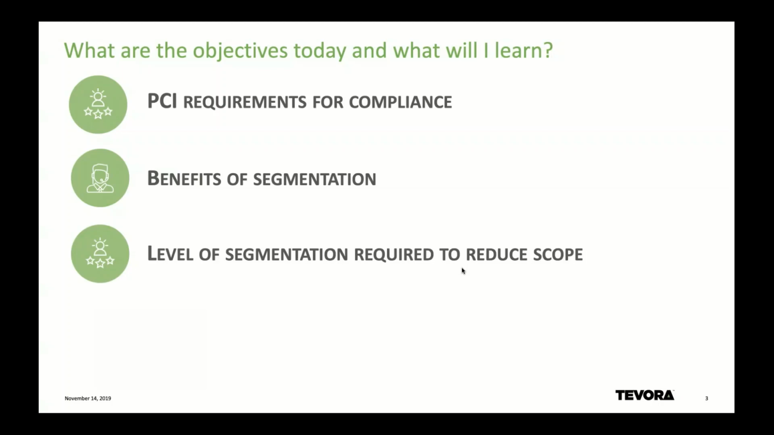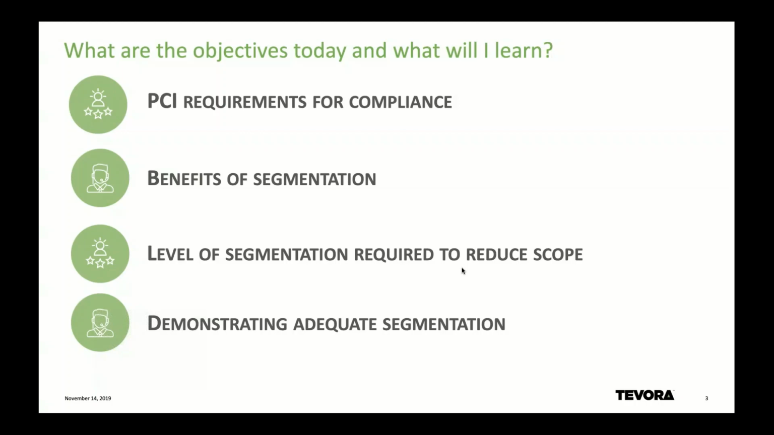When we talk about segmentation, we're really talking about scope and the applicability of requirements to technologies, process, and people. So how do we get to a level of segmentation where we're able to effectively impact that scope on our people, process, technology? And then demonstrating adequate segmentation. We have a level of segmentation that's been developed. When somebody comes in to test or to assess our environment, whether it be a QSA or internal audit, what are we trying to show them to demonstrate that we have appropriate segmentation?